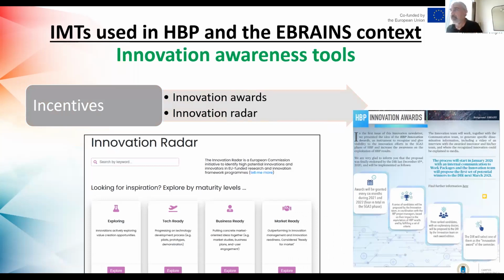Finally, to finalize with these innovation awareness tools, we have the different incentives to make people innovate. For example, the awards is something for which we have already selected three proposals for the SIP, I think it is the SIP. They will decide who are the winners of this recognition, of this award.